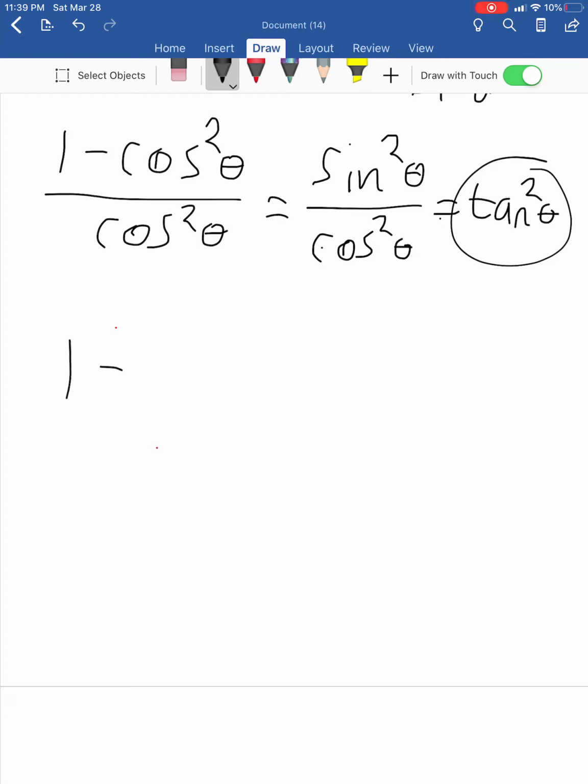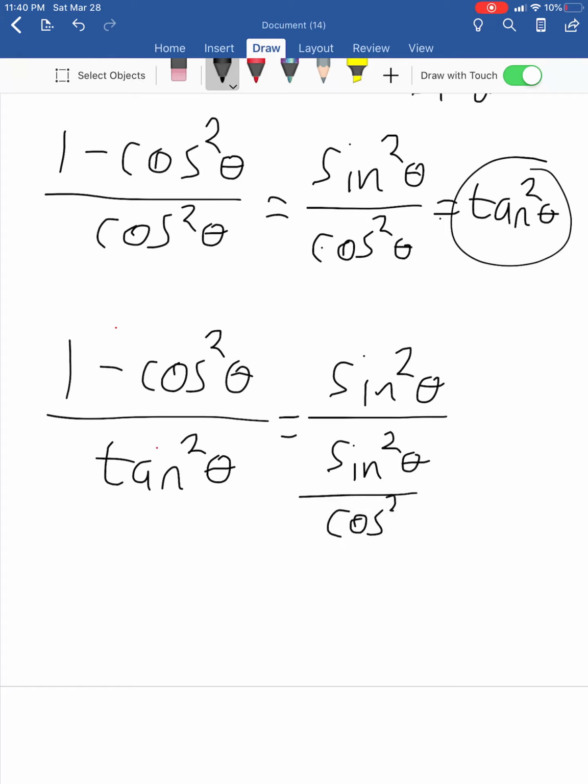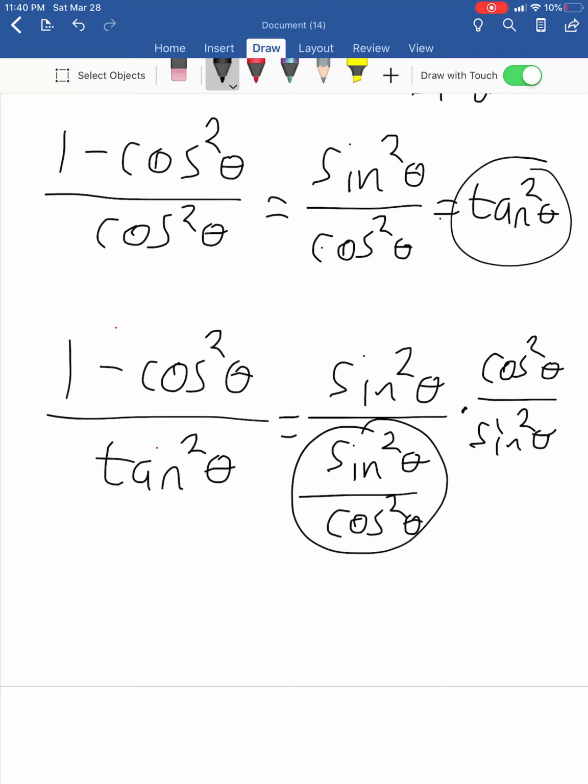I'll show you one more with these trig identities. So same thing there and a different denominator. Okay, so this 1 minus cosine squared is sine squared. And I'm going to rewrite tangent squared as sine squared over cosine squared. And when I multiply by the reciprocal, these sines cancel out, just leaving cosine squared.